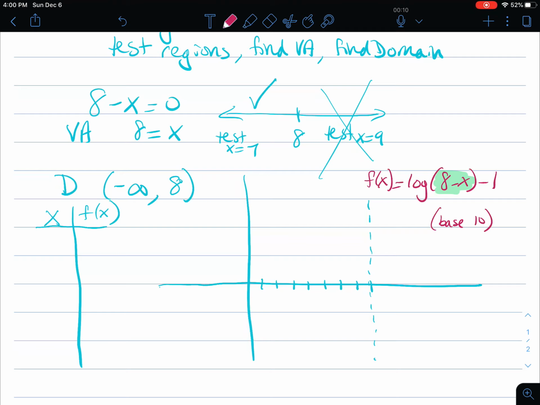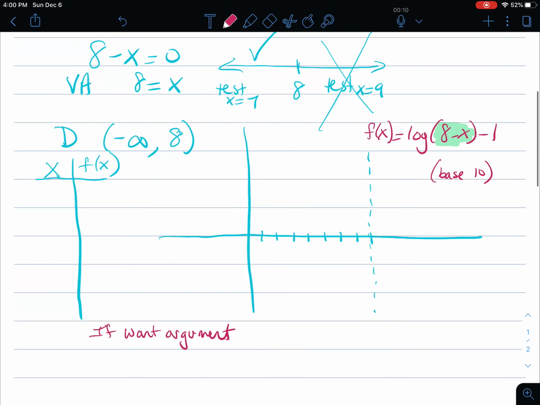What I like to do is set the argument equal to, let's say, 10, because I know log base 10 of 10 is 1. That would work nicely. So 8 take away x, we want this to be 10. I can subtract 8 from both sides and divide by negative 1, and we should get negative 2. So that could be my first input.